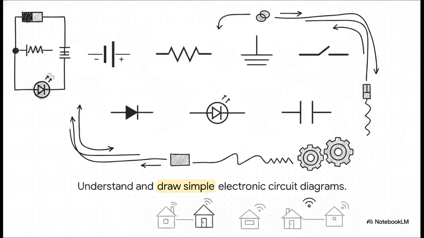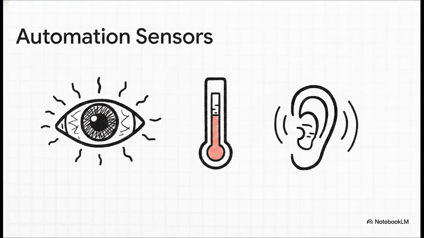Alongside reading those diagrams, you're going to need some hardware. Specifically, the chapter highlights 3 primary sensors that basically act as the eyes and ears of your automated system. You've got the motion detection sensor, which is exactly what we need for our classroom lighting problem. Then there's the temperature sensor, which you could use to automate heating or cooling fans. And lastly, the sound sensor. Picking the right sensor is pretty much step 1 for bringing your project to life.